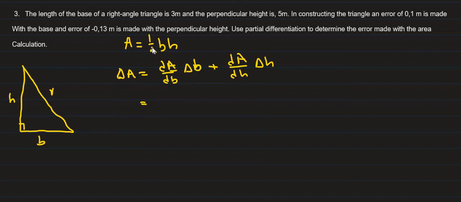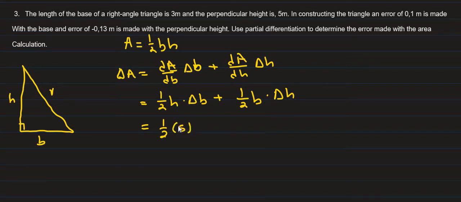Area differentiated with respect to b, the base, gives 1/2 height multiplied by change in base, plus area differentiated with respect to h gives 1/2 base multiplied by change in height. Then we substitute: height is 5.